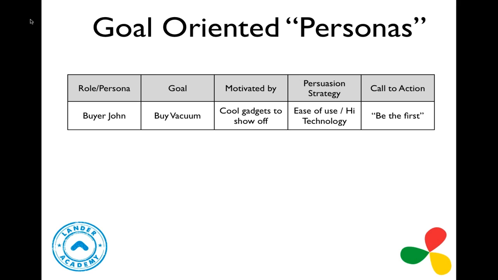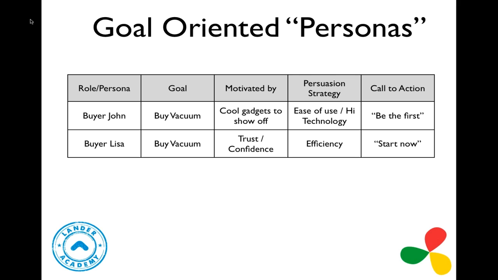I'm doing this without any data, okay? But I know you understand the reasoning behind it. We could have another role, another goal, but again, with a different motivation. Trust, confidence, trust in the product, confidence that it's the right solution. So the persuasion will be different and the call to action will be different.